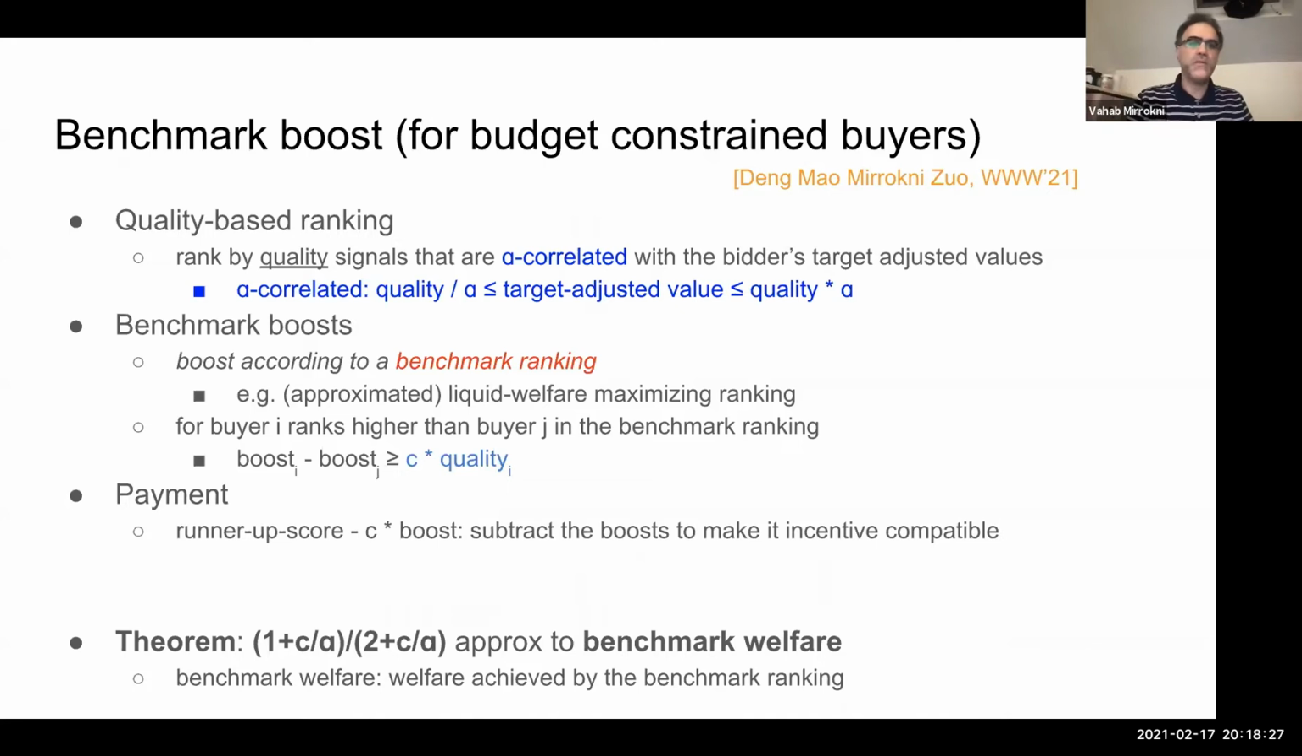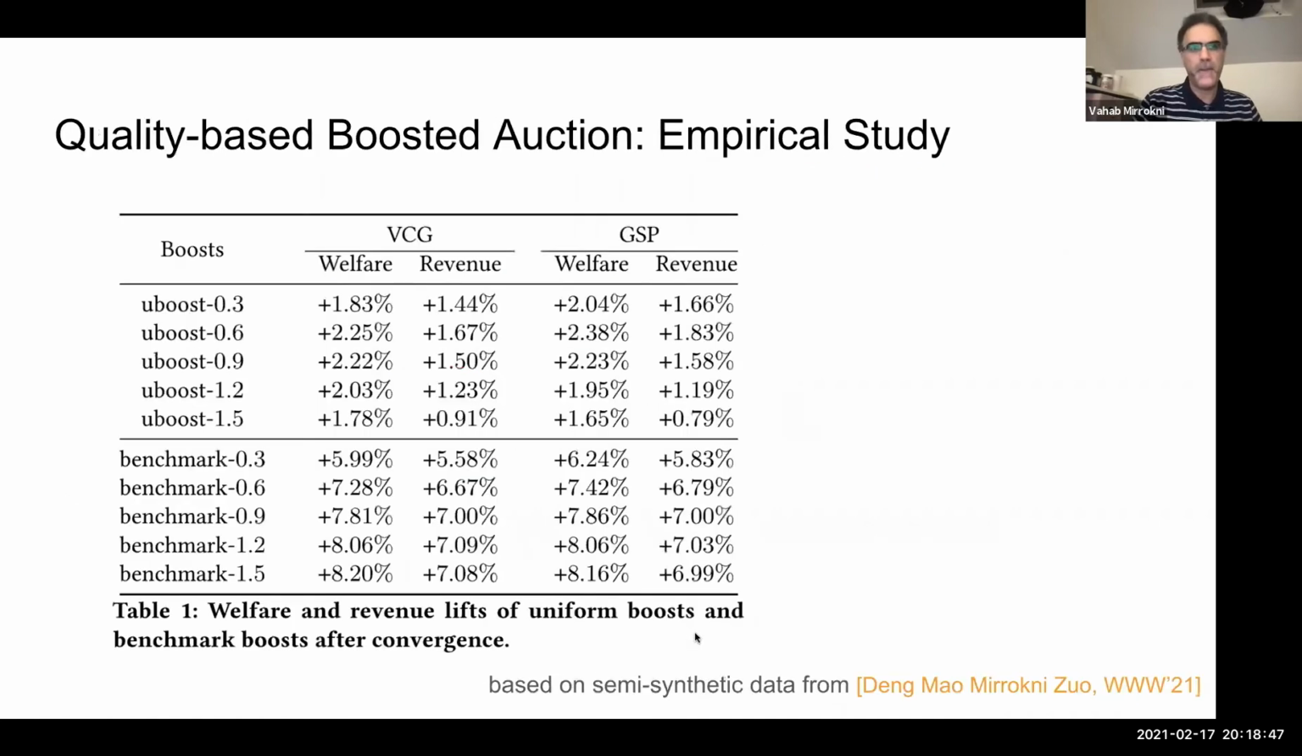For example, it could be a ranking that comes from the liquid welfare maximizing ranking. By boosting the higher ads in this ranking a bit more, we can show that we can improve the quality of the ranking and achieve an approximation to the welfare of the benchmark ranking. So this was the theoretical results.